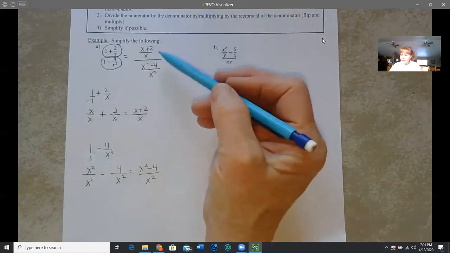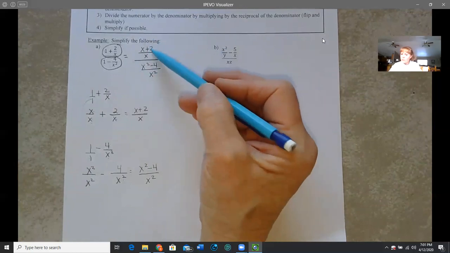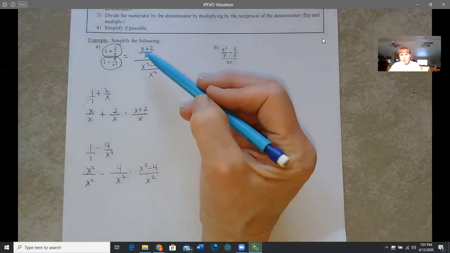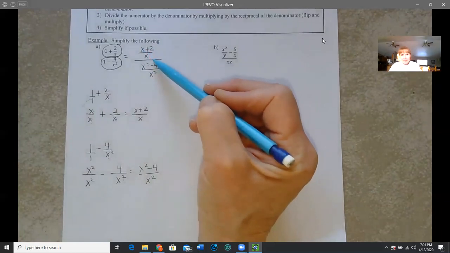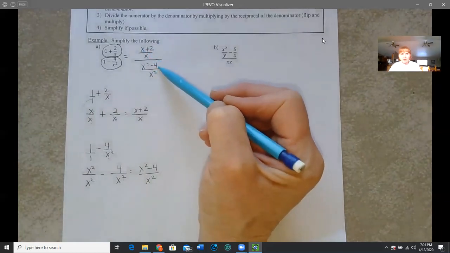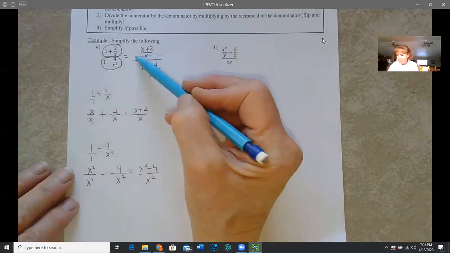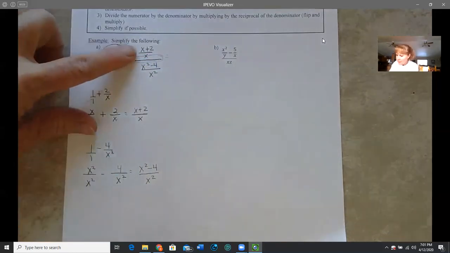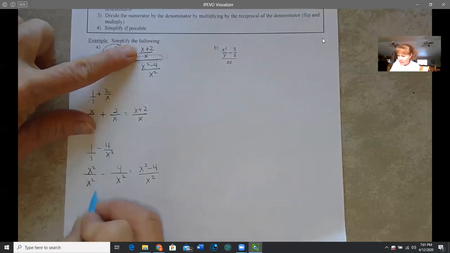So here it's in the form that we wanted, 1 fraction over 1 fraction. So I'm taking this numerator divided by this fraction here. So rather than write this bar, I'm going to use a division symbol. So I've got x plus 1. I'm going to write that down here.